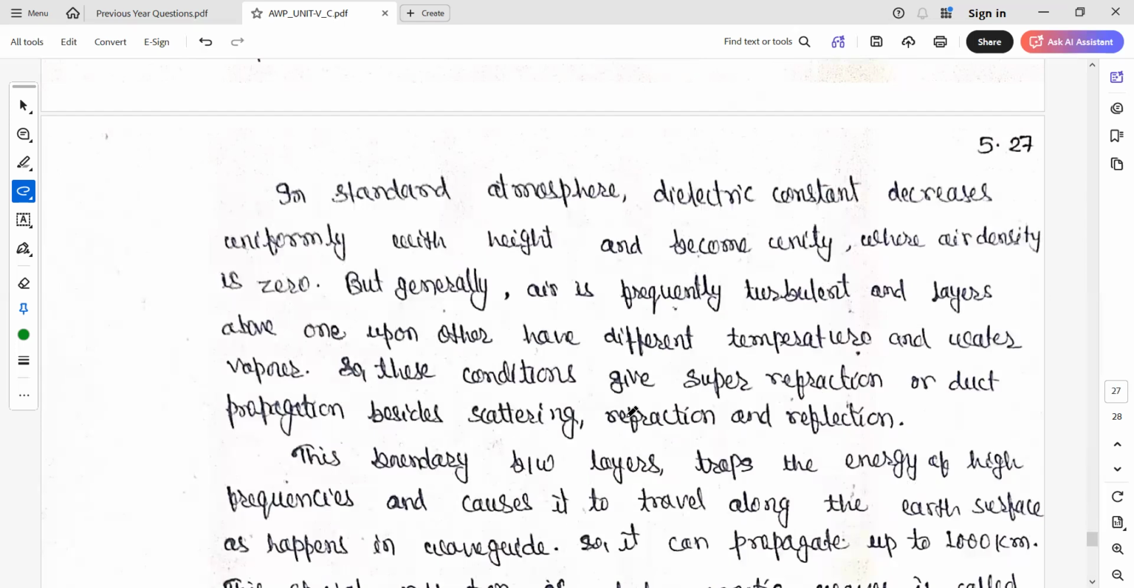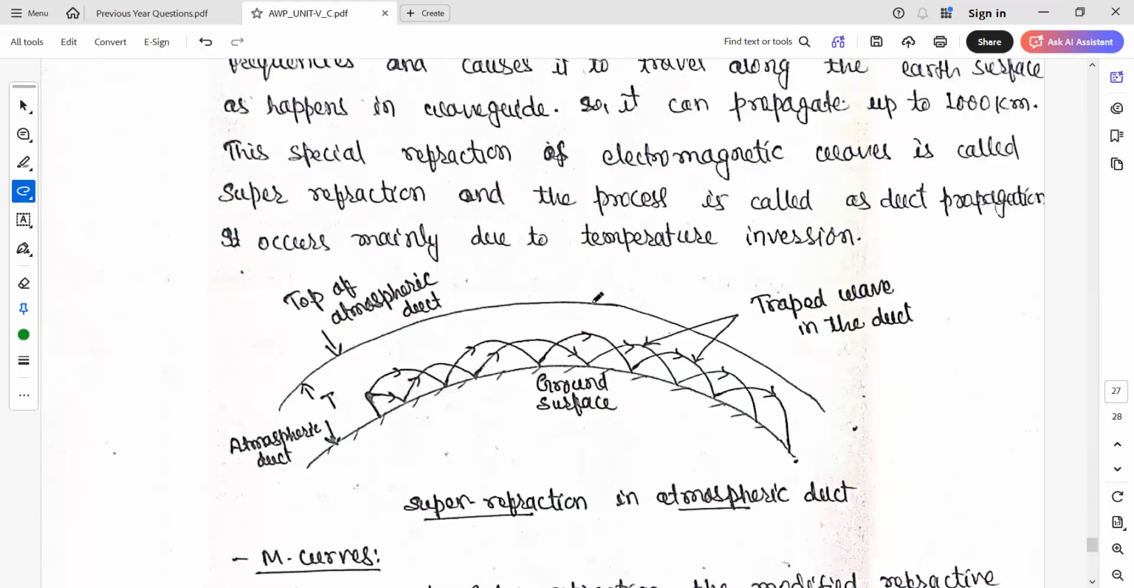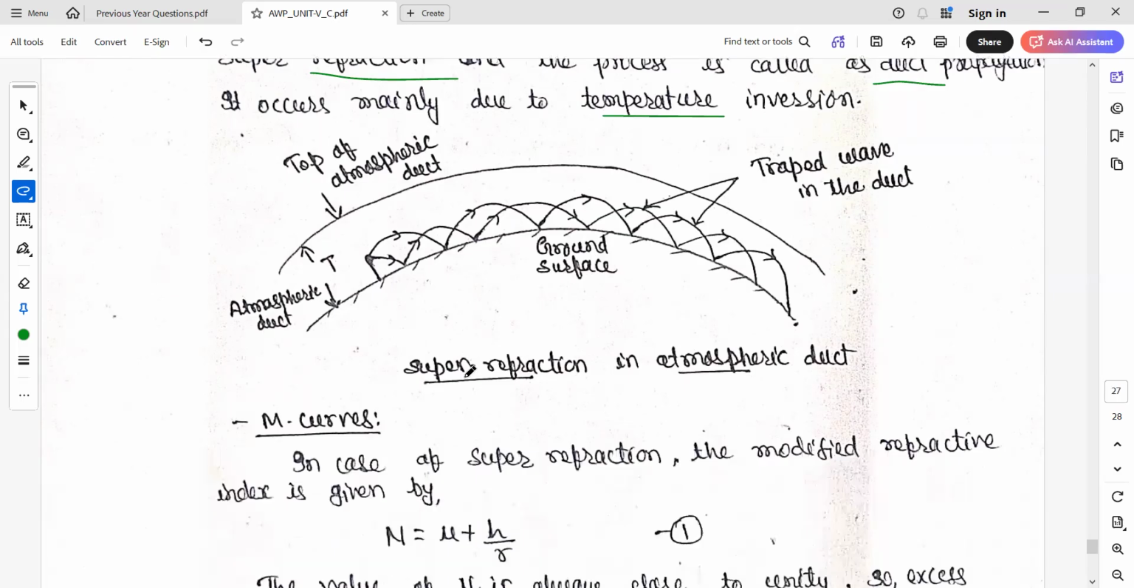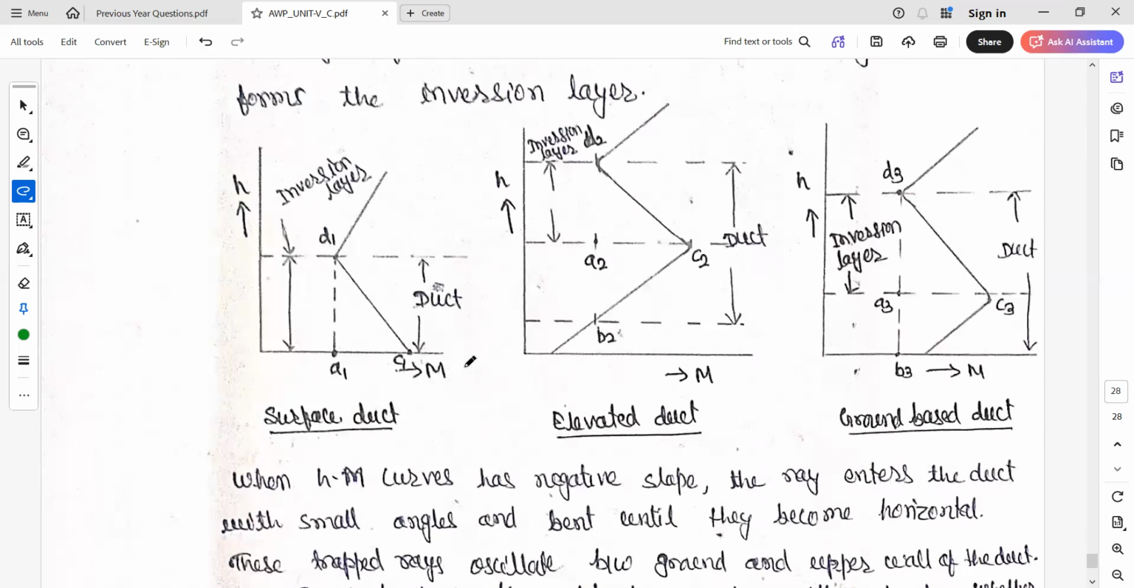Again, due to atmospheric conditions, sometimes we have turbulence and we are able to obtain super reflection. Due to a special reflection of the electromagnetic wave, it is called super reflection, and this process is also called duct propagation. The formation of the inversion layer takes place due to temperatures. This diagram is important, and then you can explain the M curves for the surface duct, elevated duct, and ground-based duct.